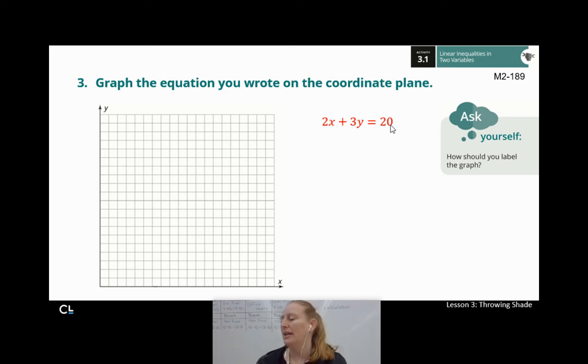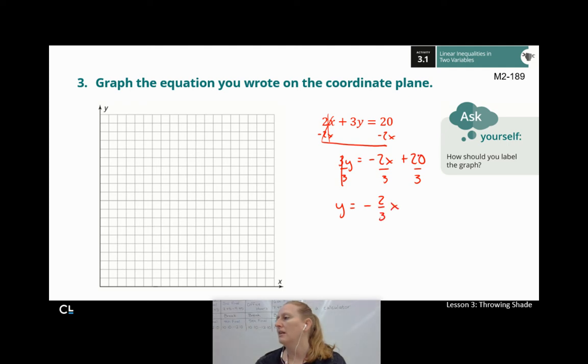All right, let's do this. I'm going to go ahead and solve for y. So I'm going to subtract 2x on both sides, and I have 3y equals negative 2x plus 20. I'm going to go ahead and divide by 3. Everybody gets divided by 3. And so now I have y equals negative 2/3 x plus 20 divided by 3. That's not nice.